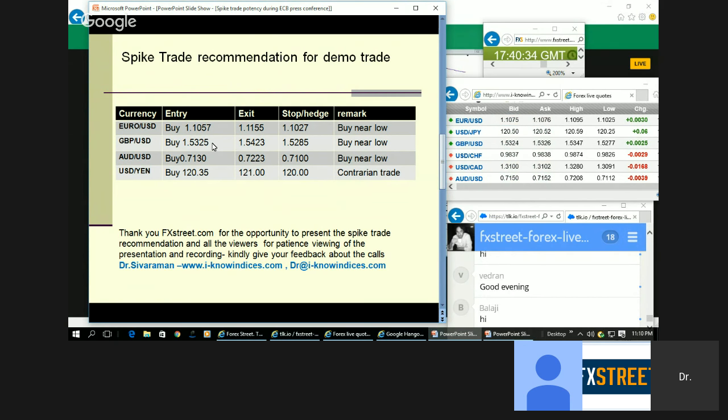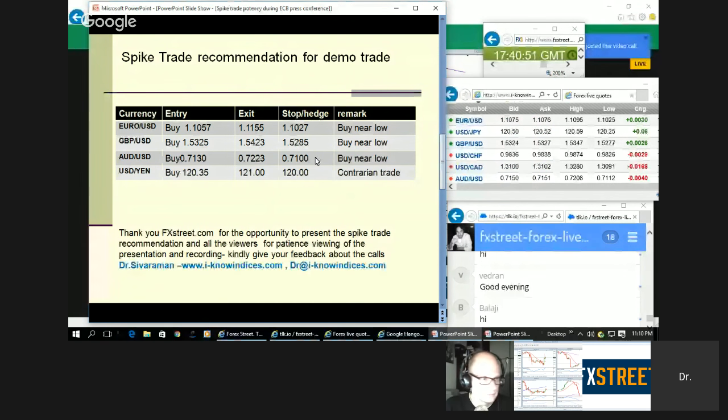Now in the case of GBP, around the current level 53.25, you can take a buy and a 100 pips take profit order, and then you can keep a hedge order 30 pips below to limit the risk.